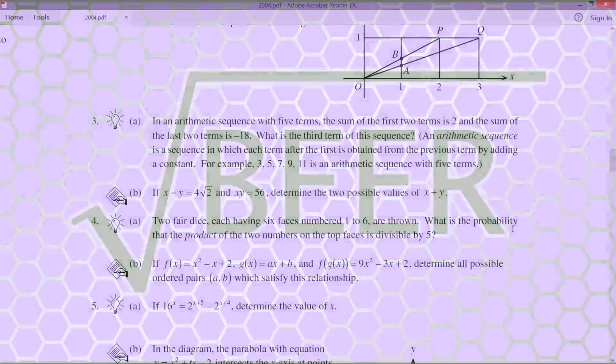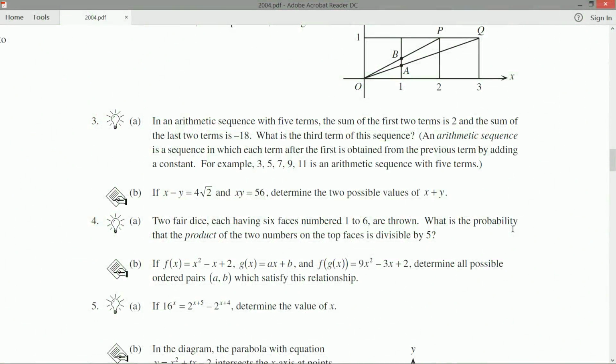Root Beer here with question number 3 on the Euclid paper. That's the Euclid paper from 2004. So we got a light bulb question followed by a written question, and things are getting a little tighter on the contest. I would expect more so than previously.